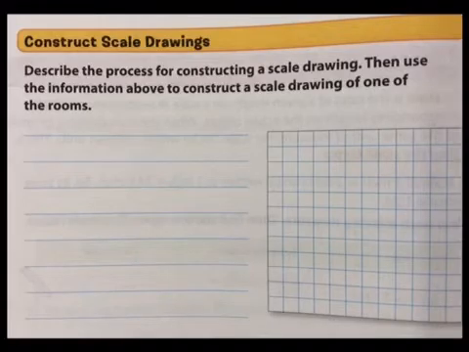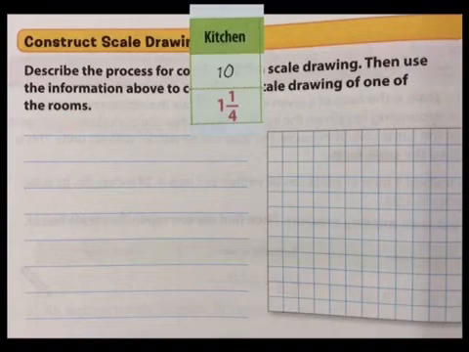Okay, now we're actually going to construct or draw a model drawing. Describe the process for constructing a scale drawing. Then use the information above to construct a scale drawing of one of the rooms. Here we have the kitchen. And for the kitchen, we know that every 1.25 inches will be 10 feet. Correct? Remember that 1.25 will be 10 feet.